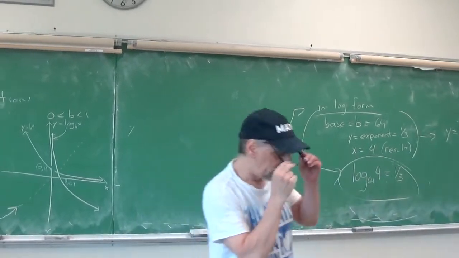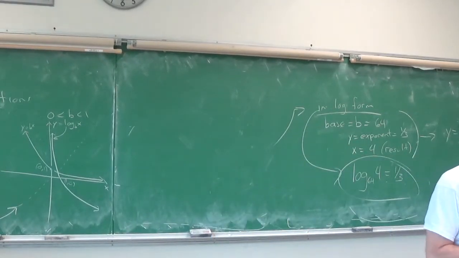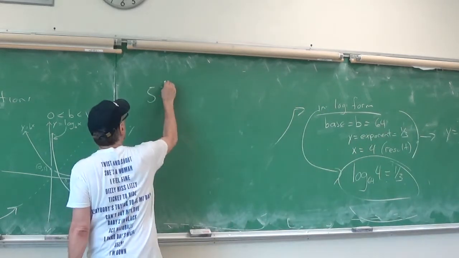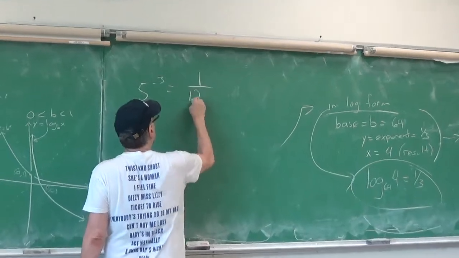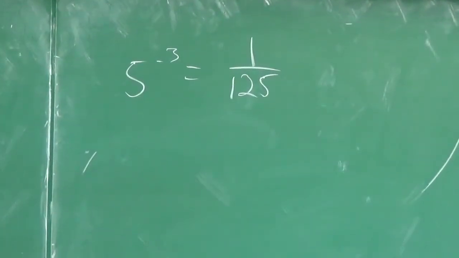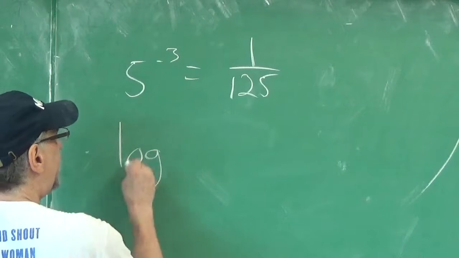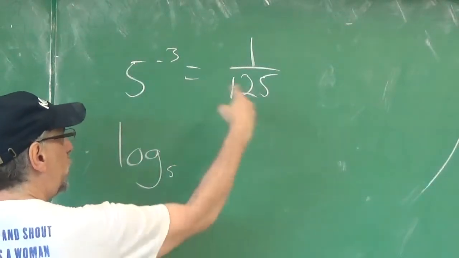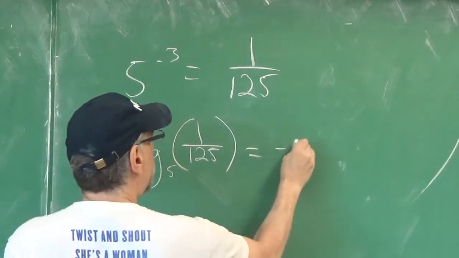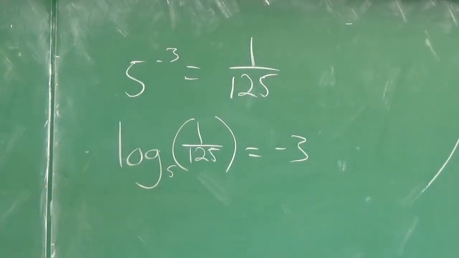Okay, let's see. I should do another one of those. I think we're good there. Well, let's do one more. 5 to the -3rd. Okay, so same question here. We want to write this in log form. Hopefully, after you see a couple of these, they're really pretty straightforward. We're saying the base here is 5, the result is 1/125, and the exponent is -3.